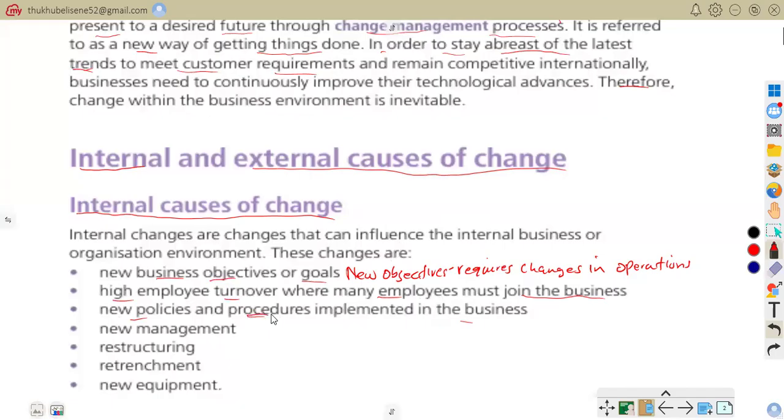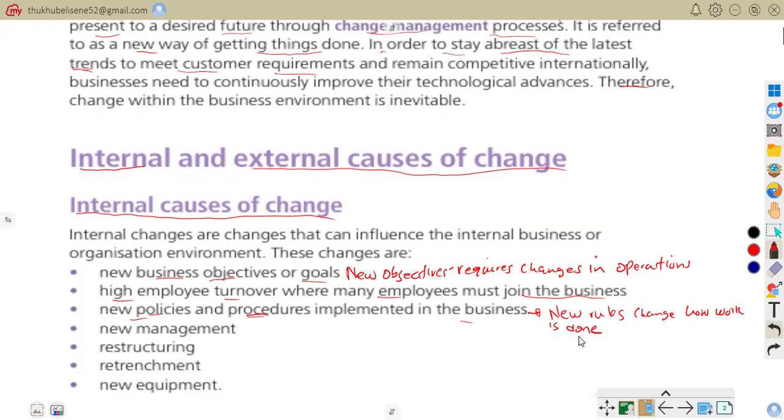New policies and procedures implemented in the business. Now we are talking about policies and procedures implemented in a business. What it means is that new rules change how work is done. New rules change how work is done.